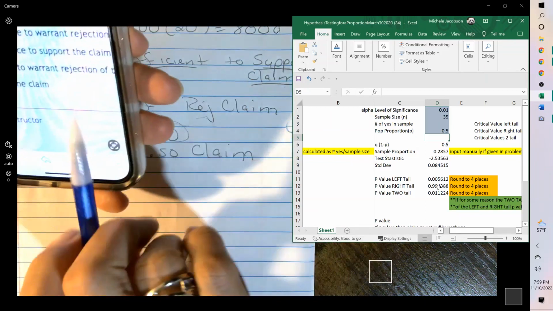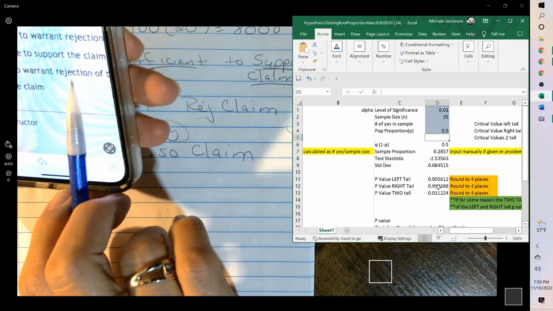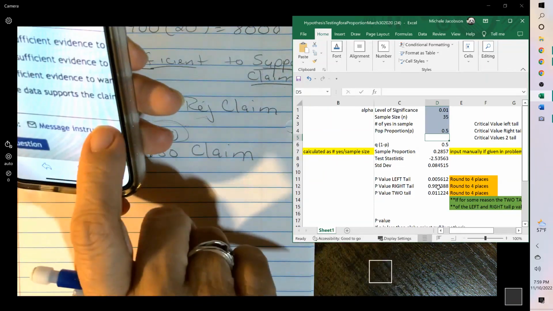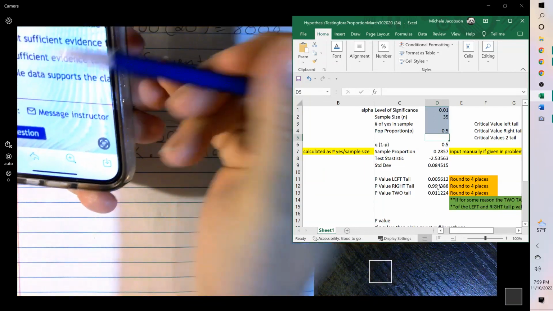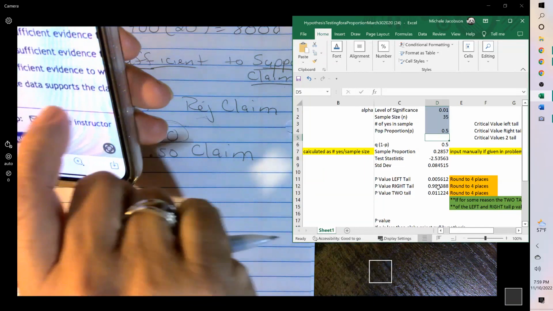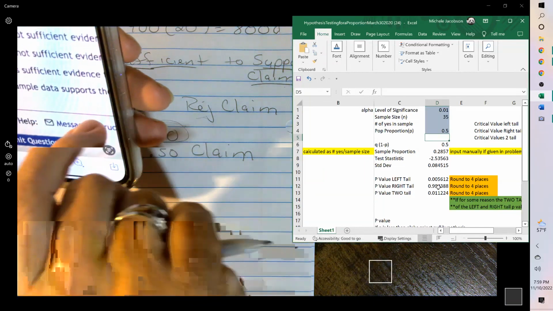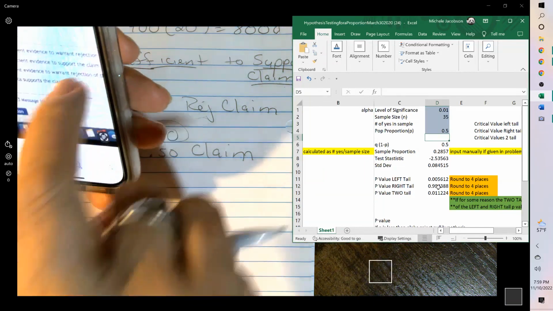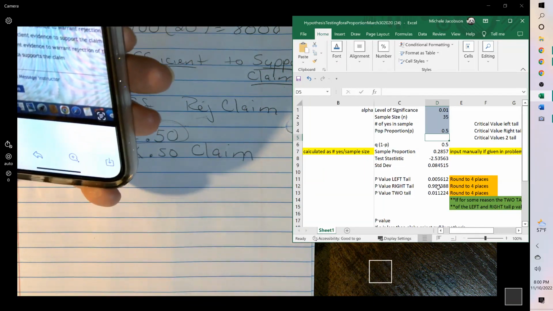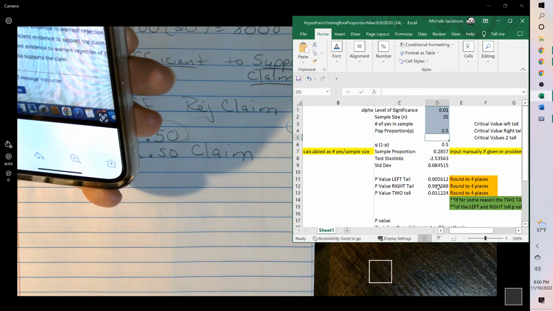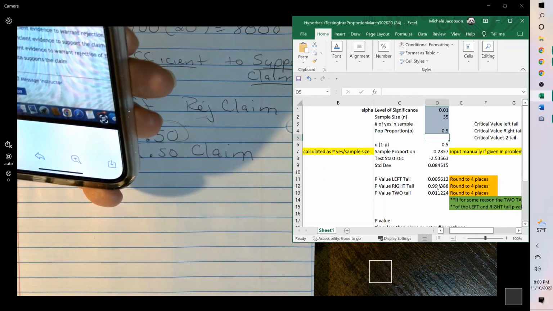Because it said reject. Usually they'll have two not sufficient and two sufficient. But yeah, they wanted the last one.